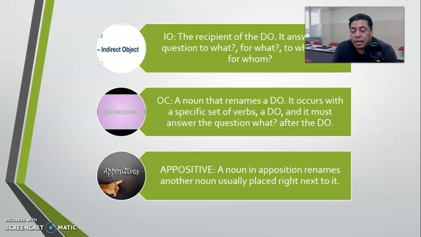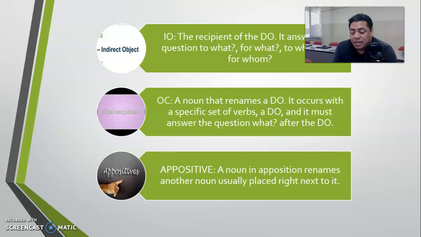But to have an object complement that is also renaming, see, an object complement also renames, but an object complement renames only a direct object. Well, not really. I have discussed with some of you why it's not renaming only direct objects, but I'm not going to discuss this because, well, we are already not seeing one another. You cannot be asking questions at this moment. So if I explain this right now, it's going to be more problematic. So, but you can see that to have an object complement, you need a special verb. You need a special verb. You need to ask the question, what, after the direct object, right? And if you don't have a special verb and you cannot answer the question, what, after the direct object, you cannot have an object complement.